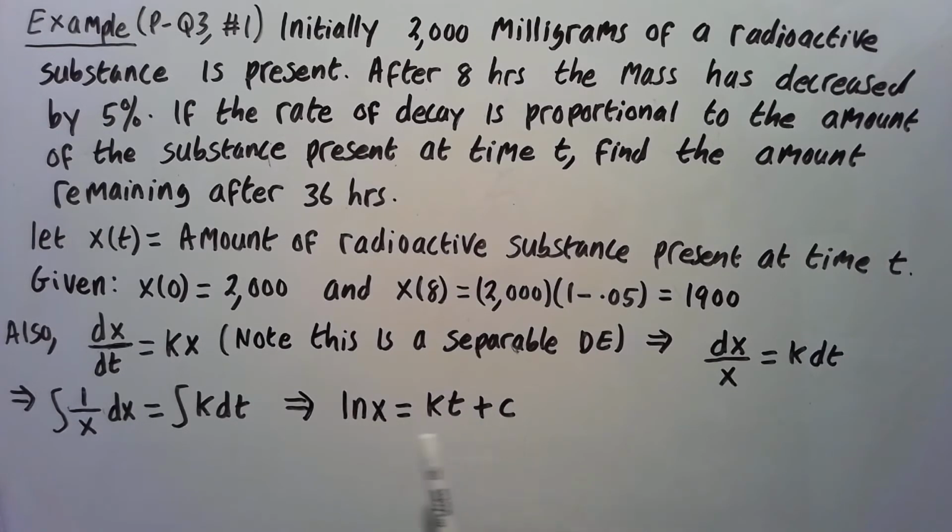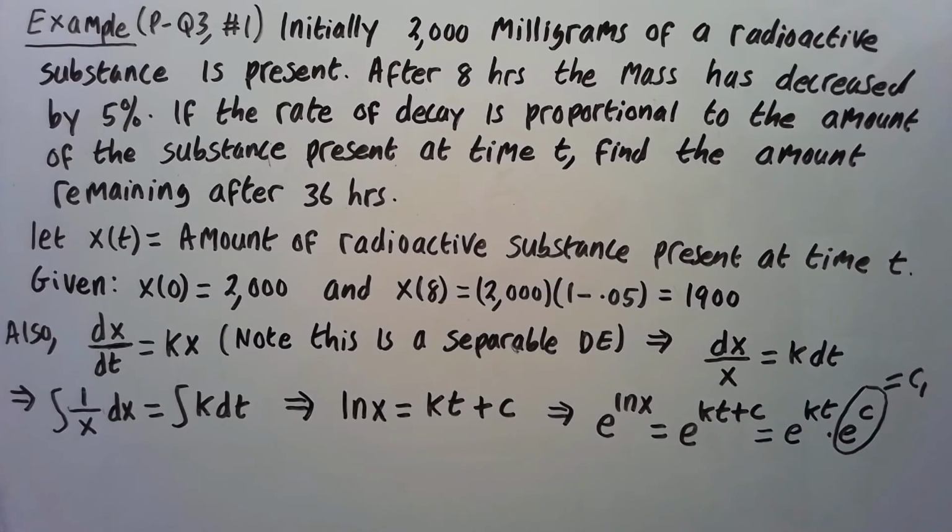Now I want to solve for x, so let's exponentiate both sides with base e. Breaking it up, the e to the c, I'm just going to call c1, and the ln and e cancel, so we get x. Writing it now as x of t, it'll be x of t equals c1 e to the kt.